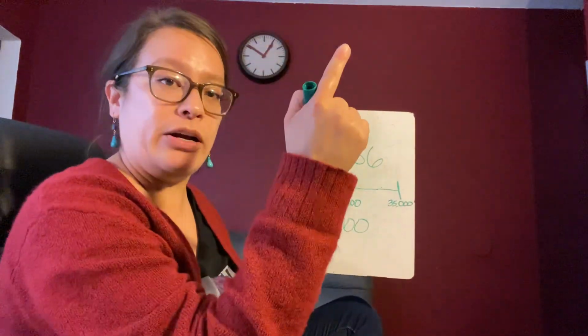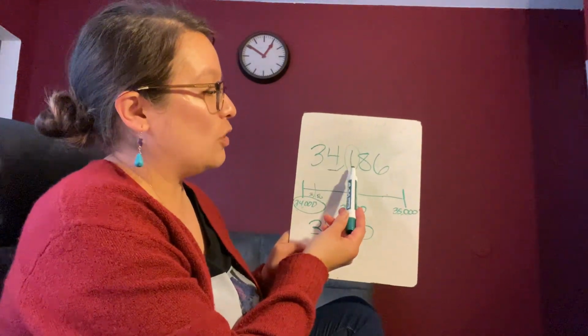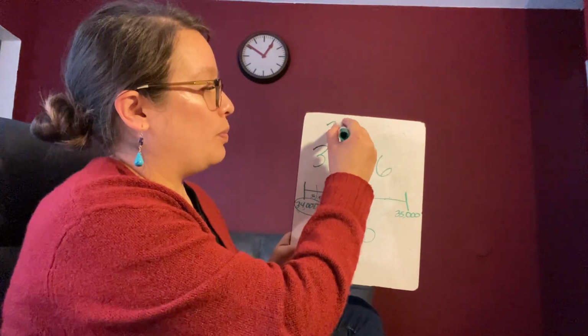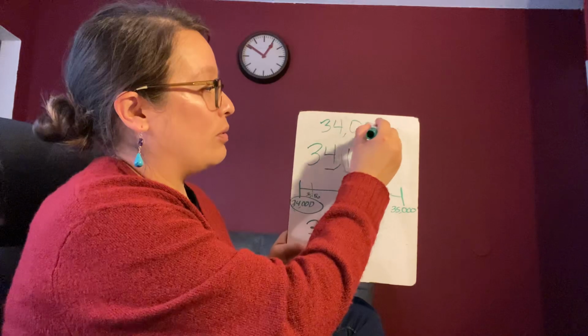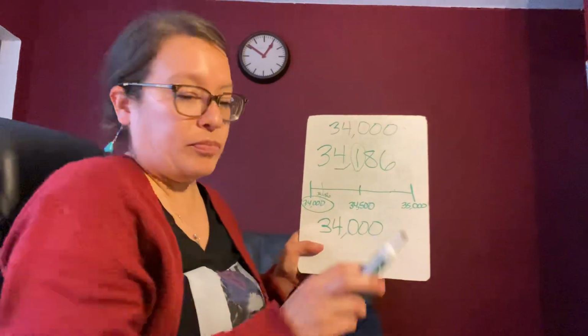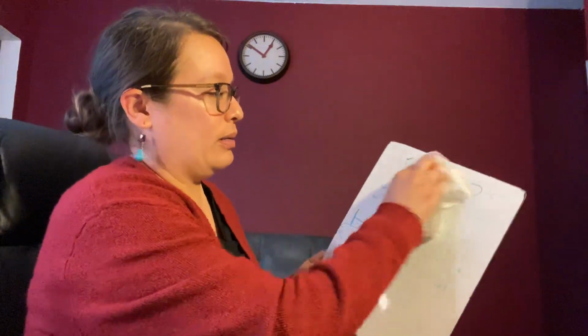Let's do the other way. If it's 5 or higher, it goes up. If it's 4 or lower, it stays the same. So this is 4 or lower. That means that all these would turn into zeros. So it would be 34,000, right? Okay. So now what I want you to, nope, just kidding.